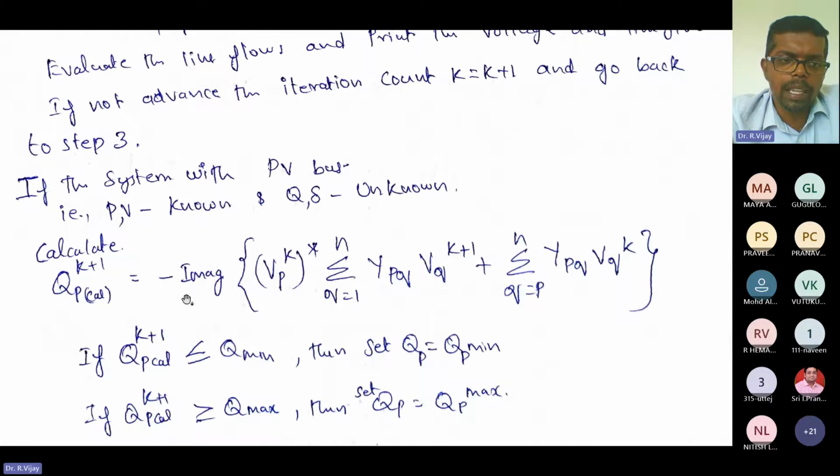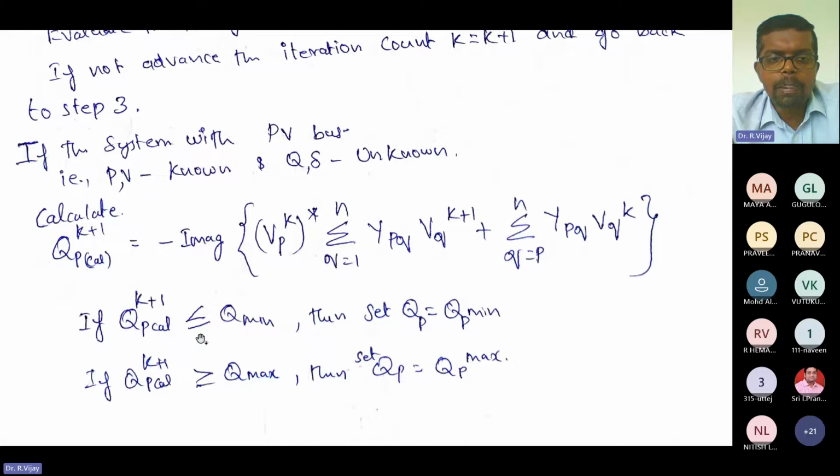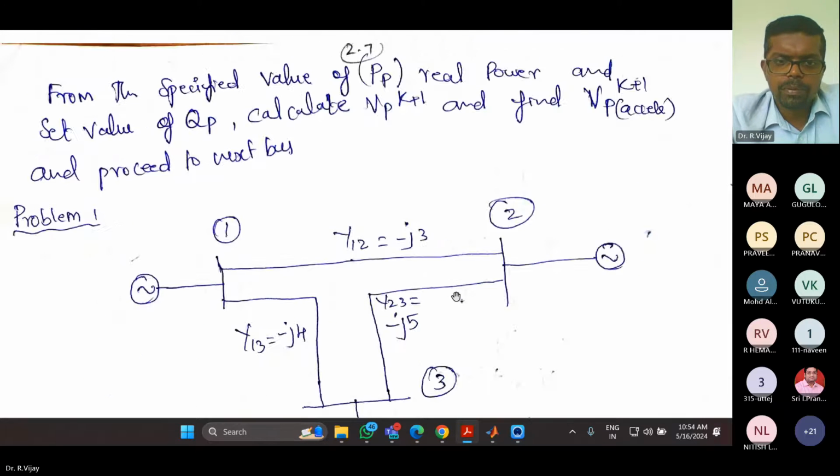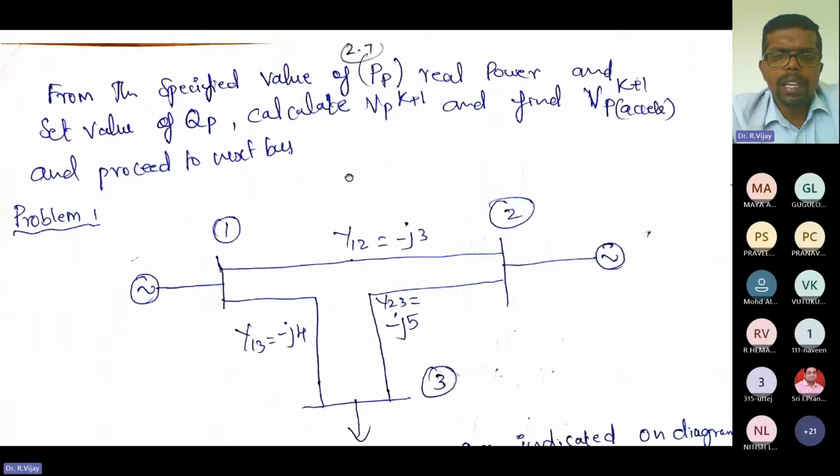This is the formula for calculating the QP K plus 1 calculated value. As we did in our economic load dispatch problem, where we checked the limits in the lambda iteration method, similarly here also we need to check the reactive power limits. If QP calculated K plus 1 is less than Q minimum, then set QP equal to QP minimum value. If it is greater than Q maximum, then set QP equal to QP maximum value. One problem we'll see later.